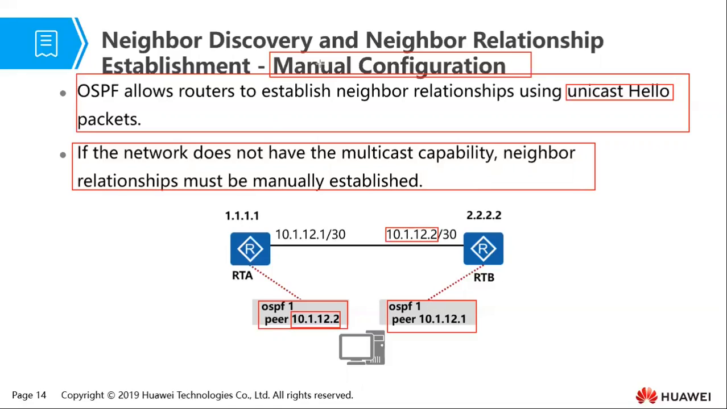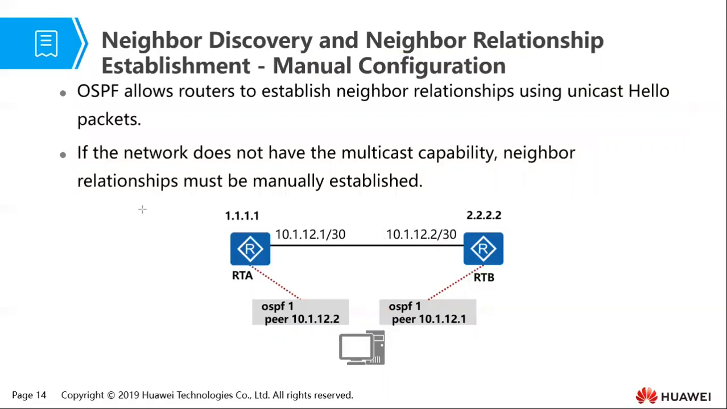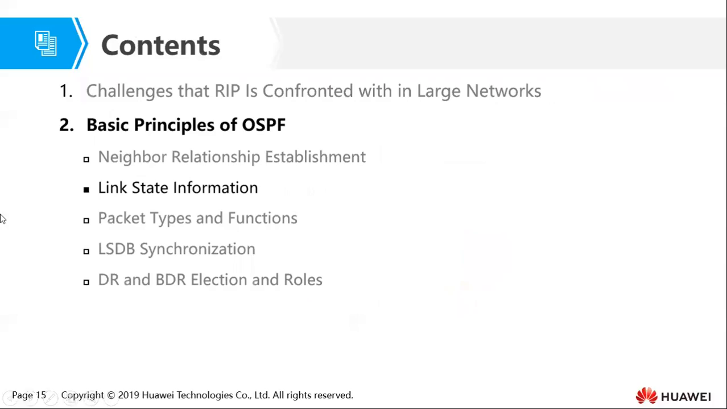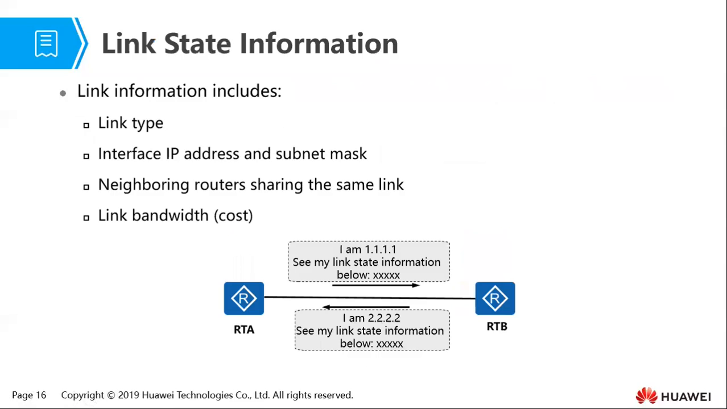Okay, so the purpose of establishing neighbor relationships is so that routers can exchange their link state information and therefore synchronize their LSDBs. So let's see, how is this synchronization done? How is the synchronization achieved?